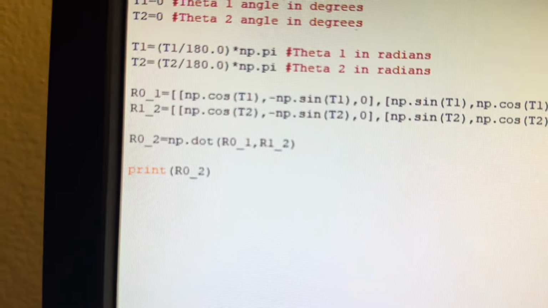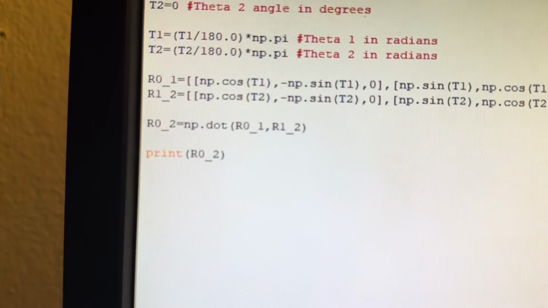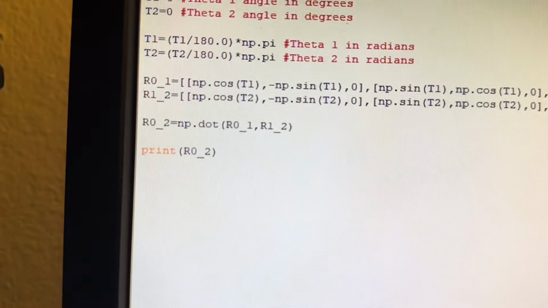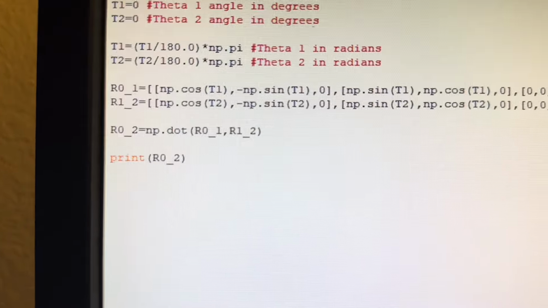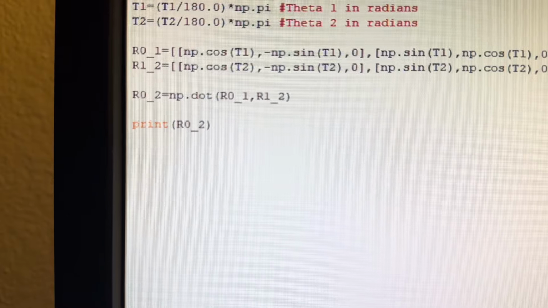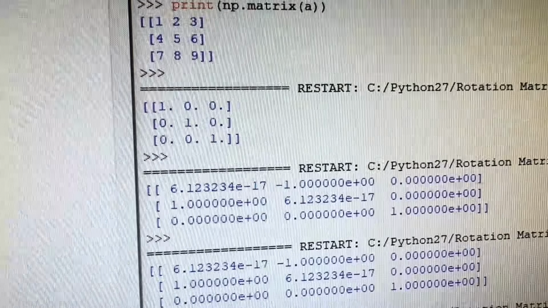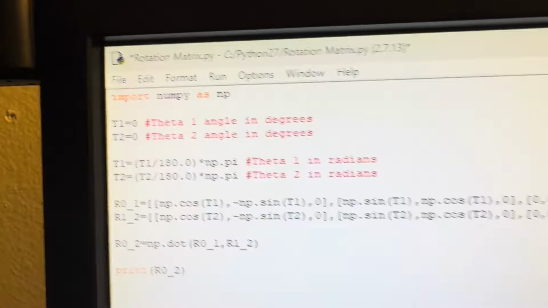And then below that, we have the final product matrix, which is 0 to 2. To get 0 to 2, you have to multiply 0 to 1 and 1 to 2 together. So 0 to 2 is just the dot product of those two matrices. And then we print 0 to 2. This first matrix with the ones and zeros is for when both theta 1 and 2 are 0.